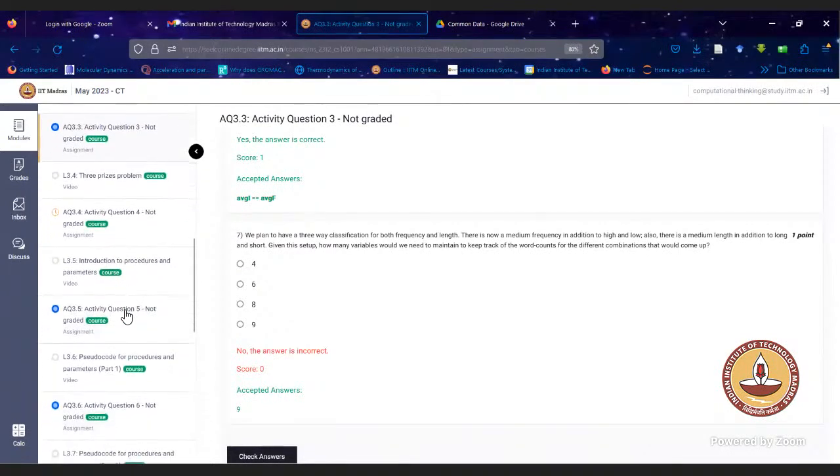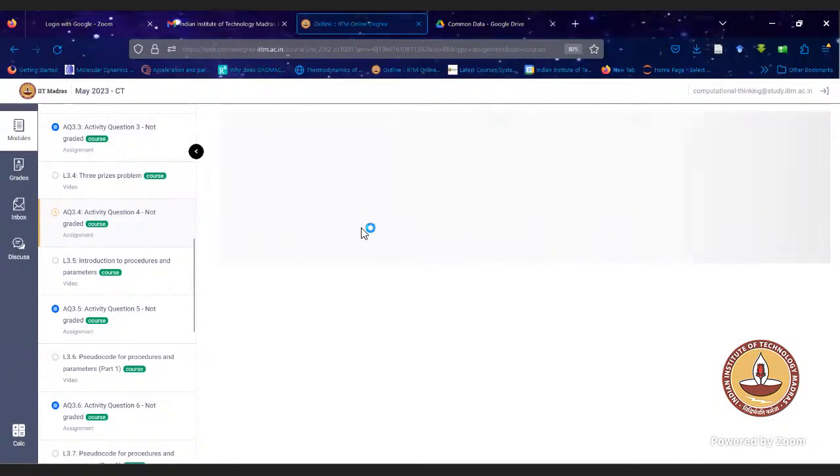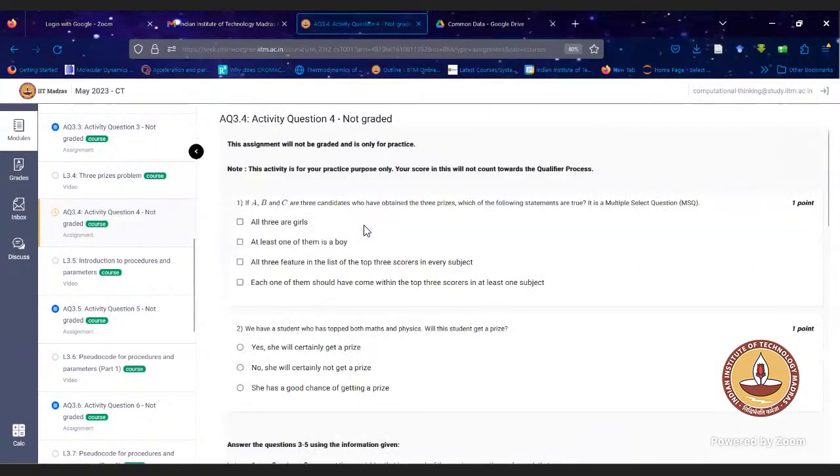So 3.4 question number 1. Can you explain this three prizes problem? They couldn't understand the lecture. Okay, just give me a minute. The 3 prizes problem was also discussed in yesterday's session in detail. The video will be up. We will try to cover as many queries as possible. Mostly, I will try to interact through questions only, so that I understand what is missing.